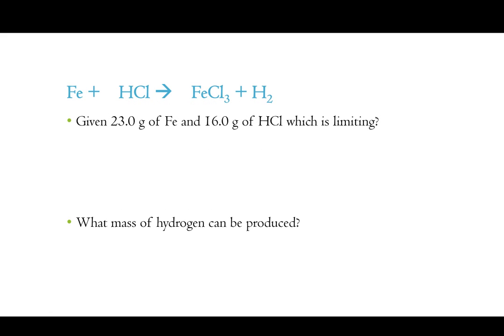So you always want to start with a balanced chemical reaction. So let's see, 6, 2, 2, 3. And in my lab, like at my lab table, I actually have 23 grams of iron and 16 grams of hydrochloric acid. And I want to know which one is limiting. There are a couple different ways that you can do this problem.